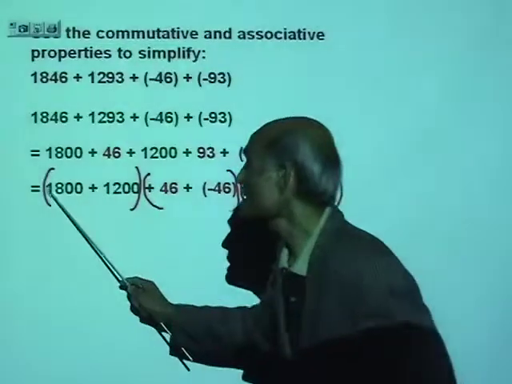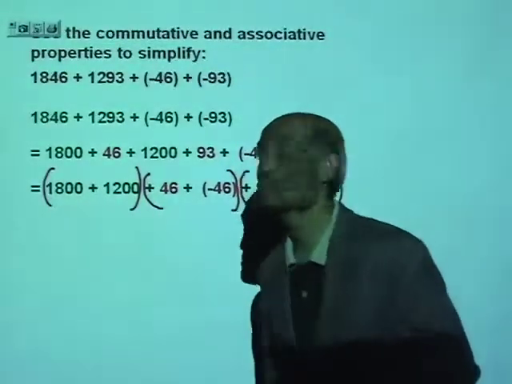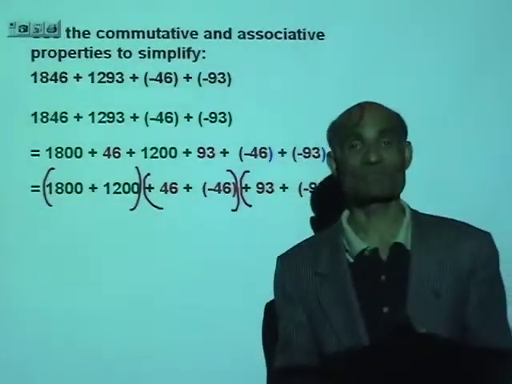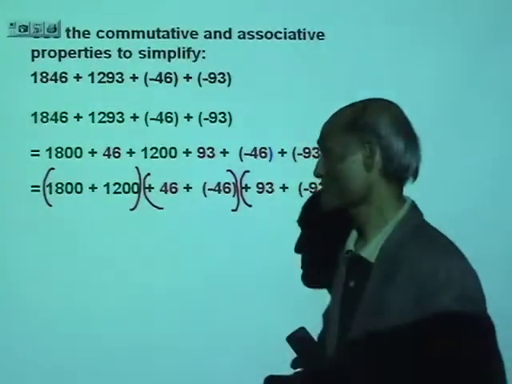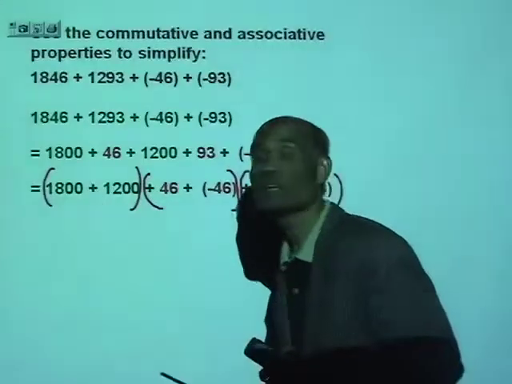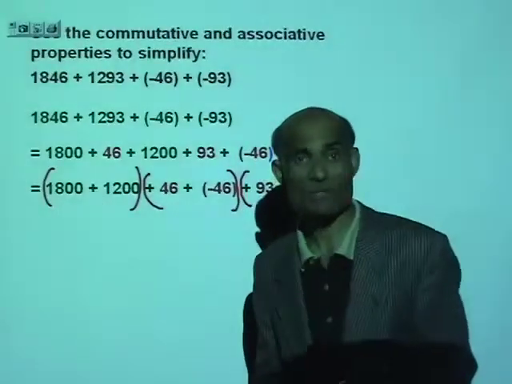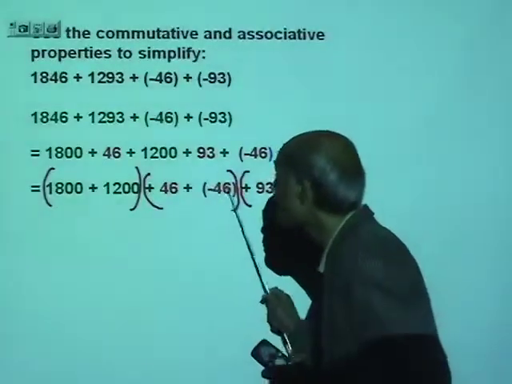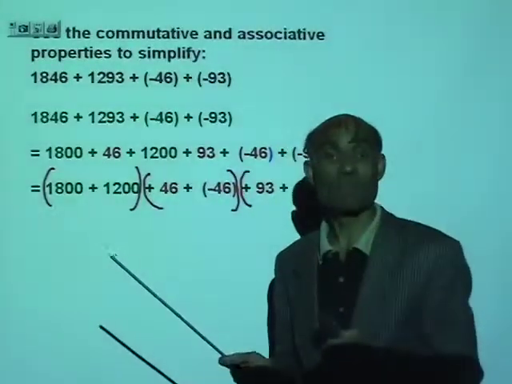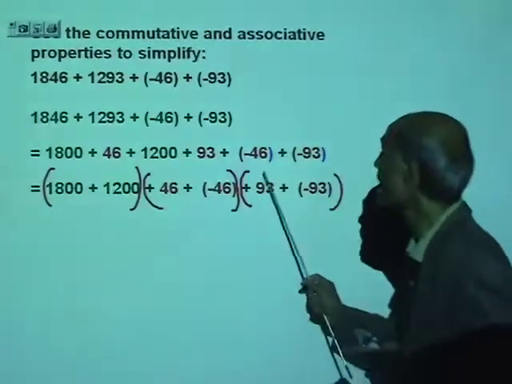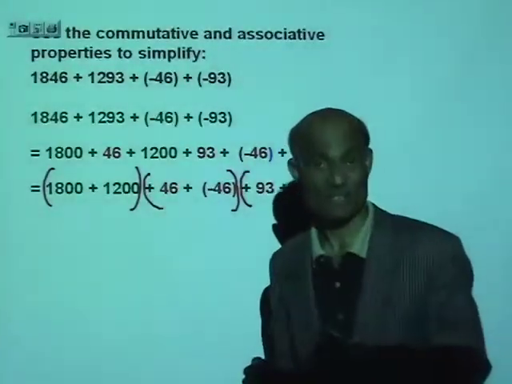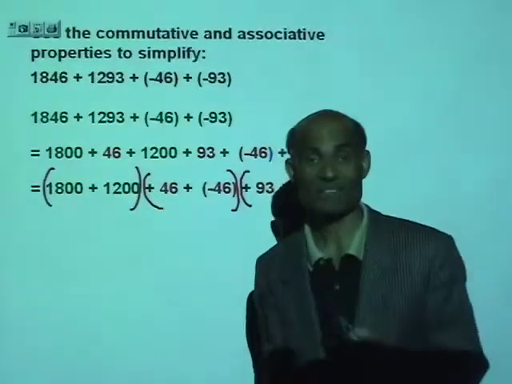Now tell me, is it easy to add these two numbers? What is 1800 plus 1200? It's very simple. That will be 3000. Is that right? Yes. And what is 46 added to negative 46? Will be 0. What is 93 added to negative 93? Is 0. So what's our result?